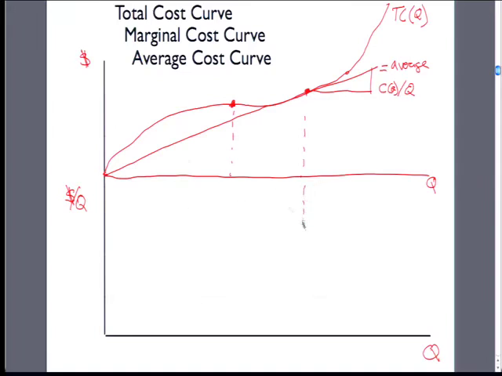So this point here is the lowest. All of these points, if we drew the ray, would be higher. So this point here would be the lowest point of our average cost curve. And then this point here is the inflection point where the slope's changing. Right? So this would be the lowest point of our marginal cost curve. We're adding additional workers. They're getting us more output. Then they start getting us less and less more output.